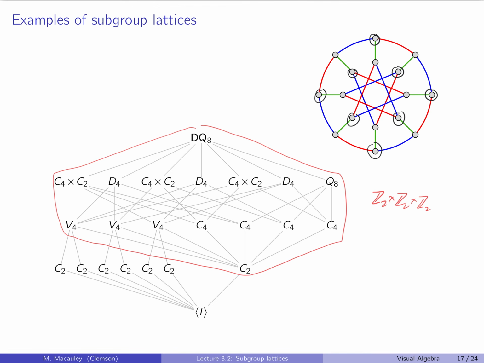And that's going to be this. So that's the only quaternion subgroup, but there's 3 subgroups isomorphic to D4, and then 3 that are C4 cross C2. We'll come back to this and see it in a future lecture.